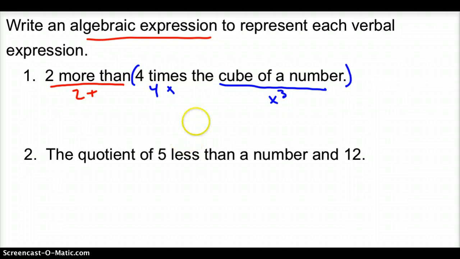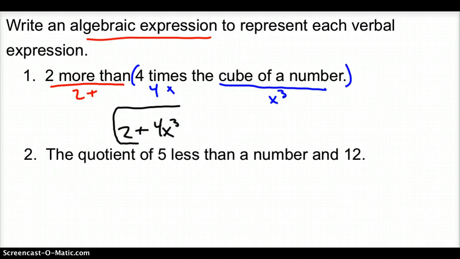So let's try and put this thing together. So I have 2 plus and then 4 times the number. I'm not going to write the multiplication sign down, I'm just going to put the x cubed right next to it. So here is 2 more than 4 times the cube of a number.